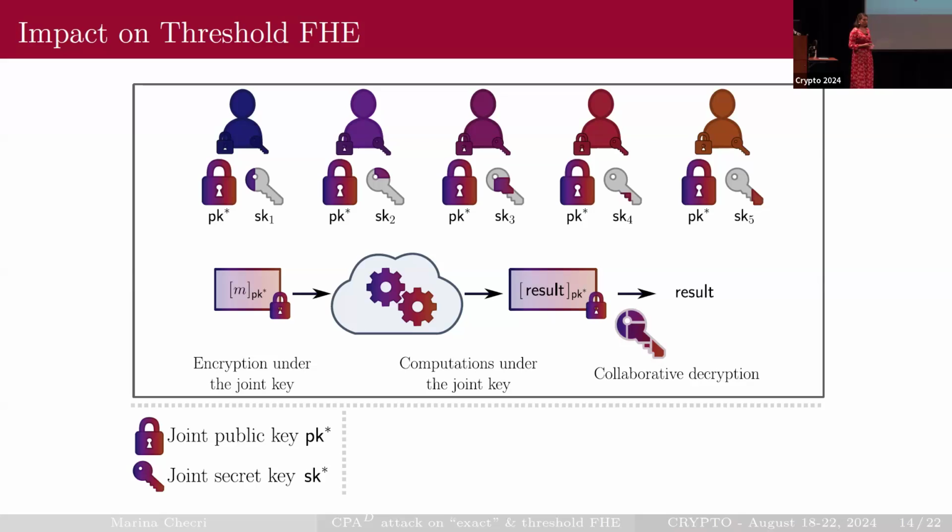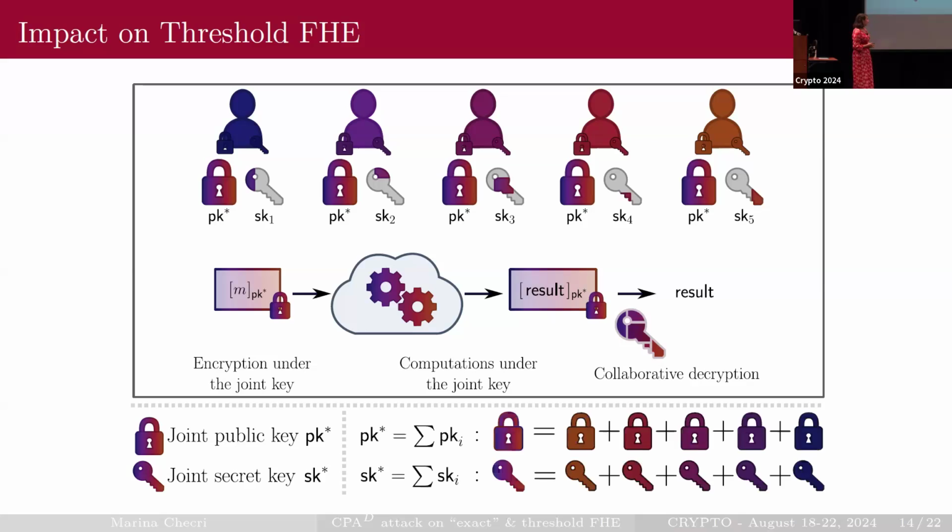So to encrypt a message, the message is encrypted under the joint public key. Evaluations are done under this common key. And to decrypt a message, a minimum number of users, the threshold, must collaborate. An easy way to see that is in the k out of k threshold, where the joint public key is just the sum of all the individual public keys, and the joint secret key is the sum of all the individual secret keys. And to decrypt a message, each user will just partially decrypt it with her own secret key and broadcast the results. Then all the different partial decryptions are combined to get the final result.